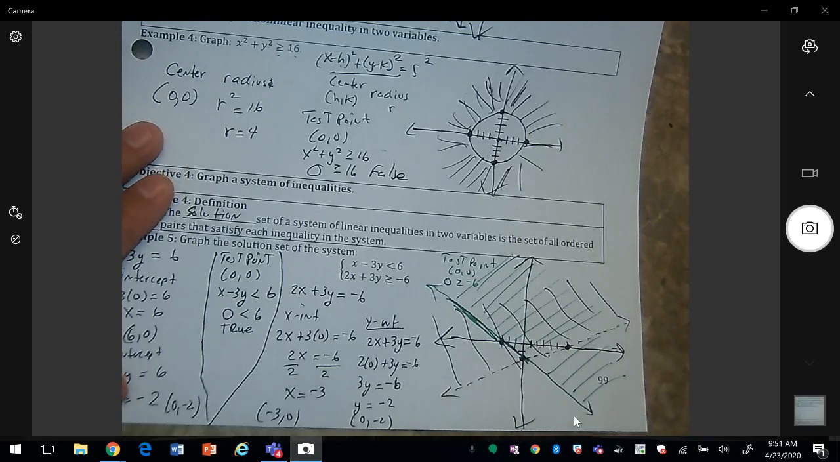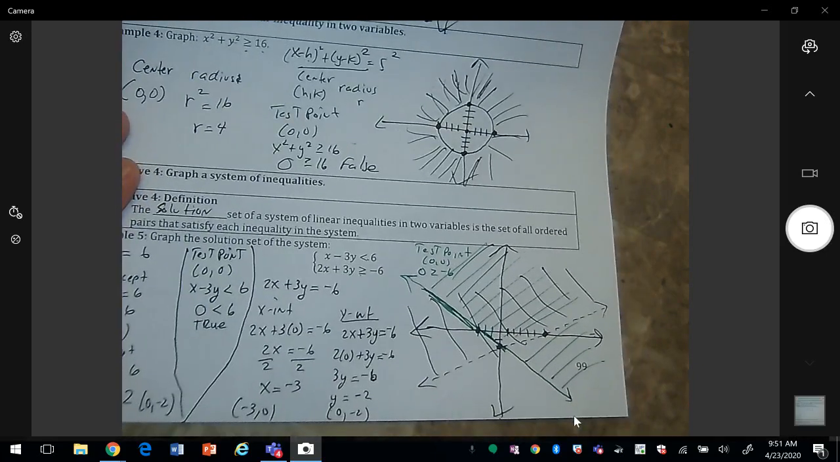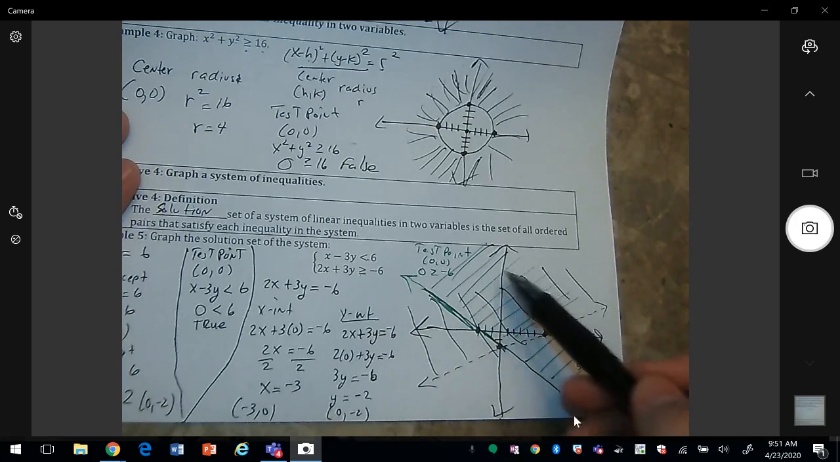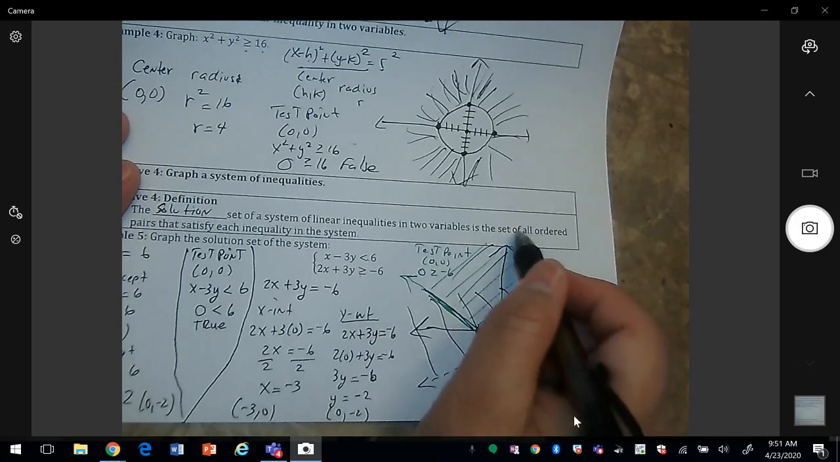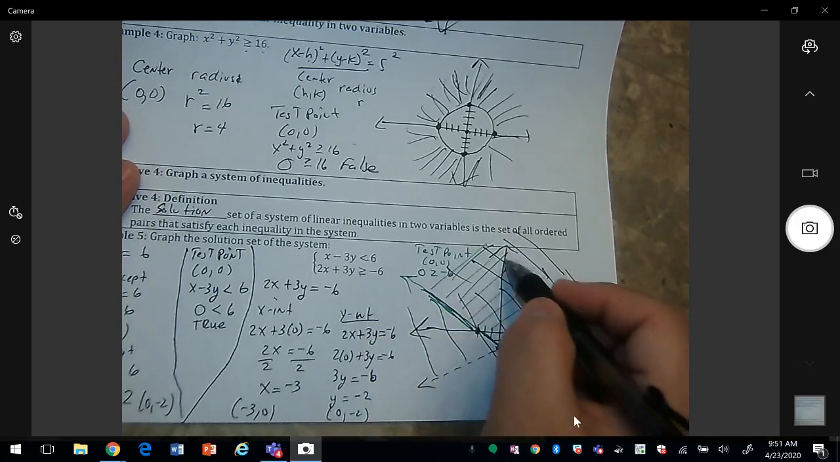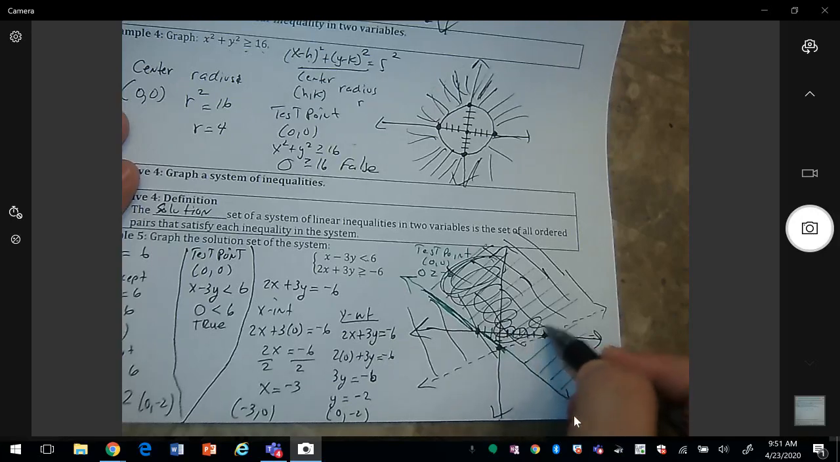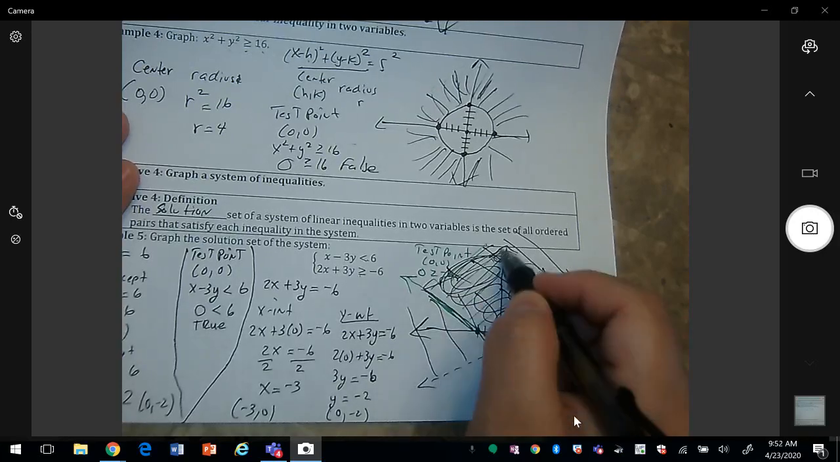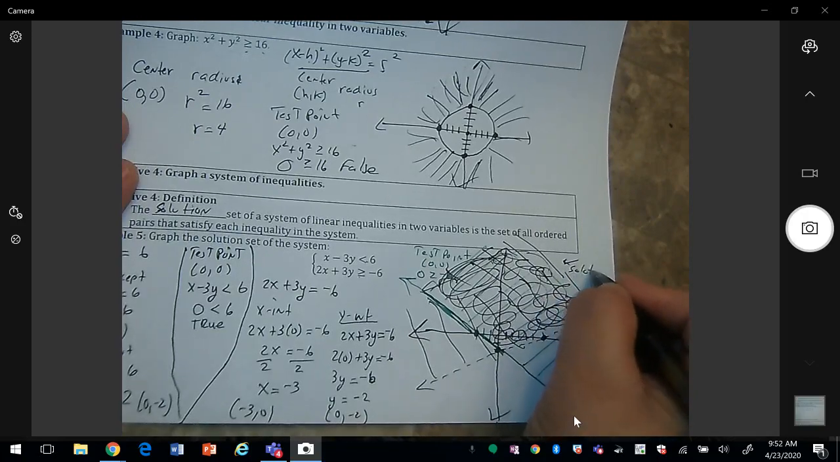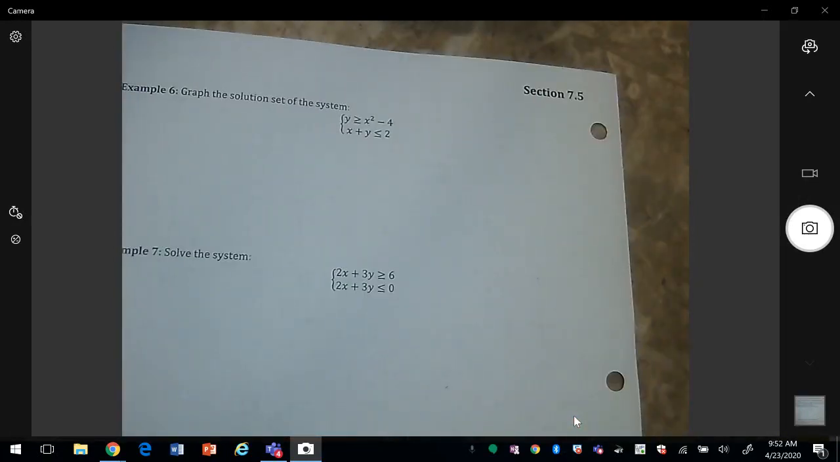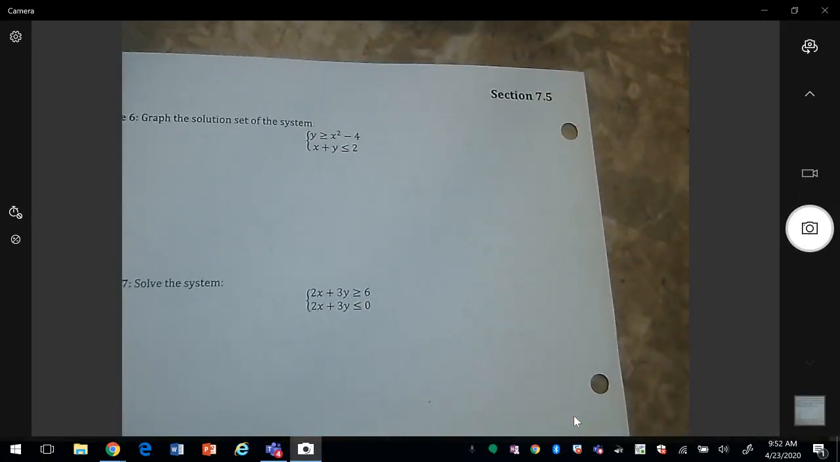So your solution for this problem is where you have both intersections. So notice here I have the lines going this way and then the lines that are going this way. So all of this area here is where it has both lines. So this is going to be my solution. So let's look at the next example.